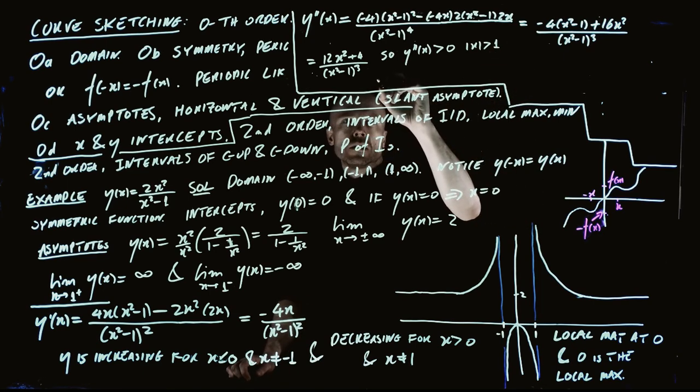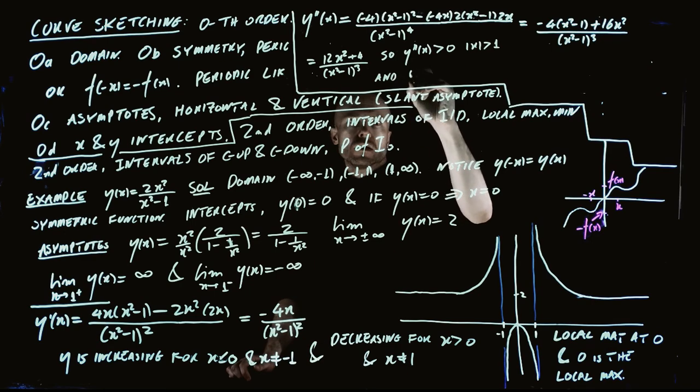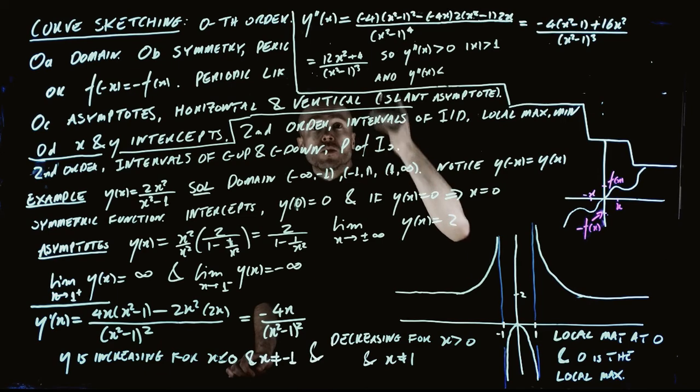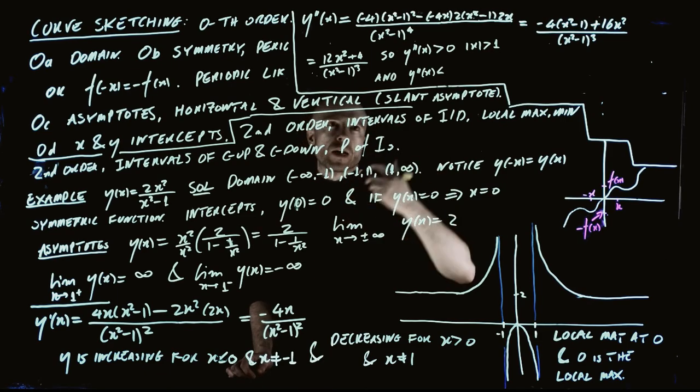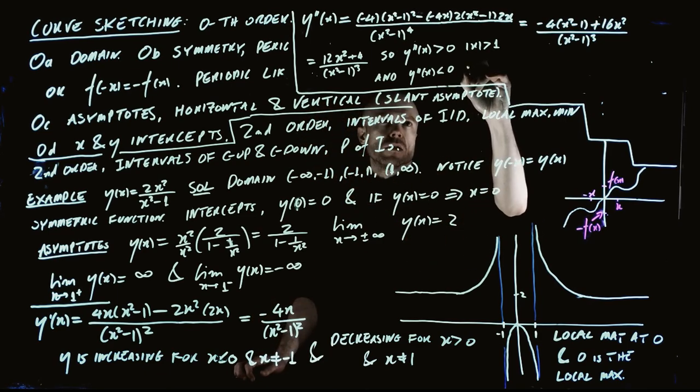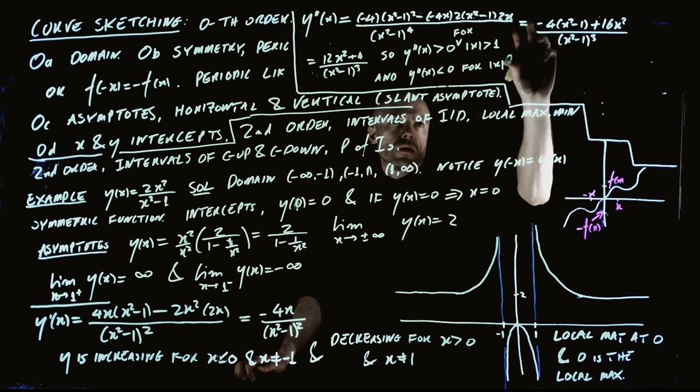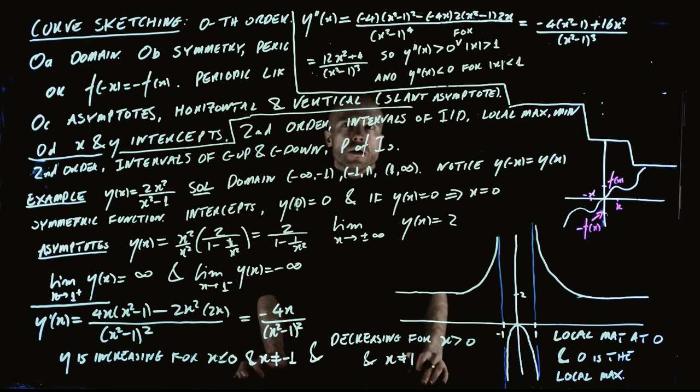And the second derivative is negative whenever x squared is less than 1, which is the same as having absolute value of x less than 1. Okay, cool.